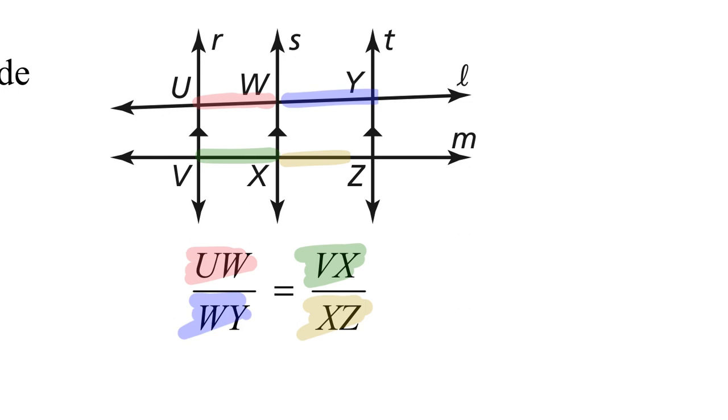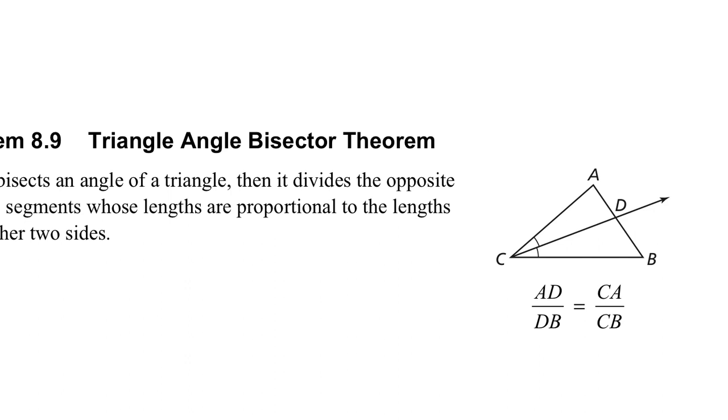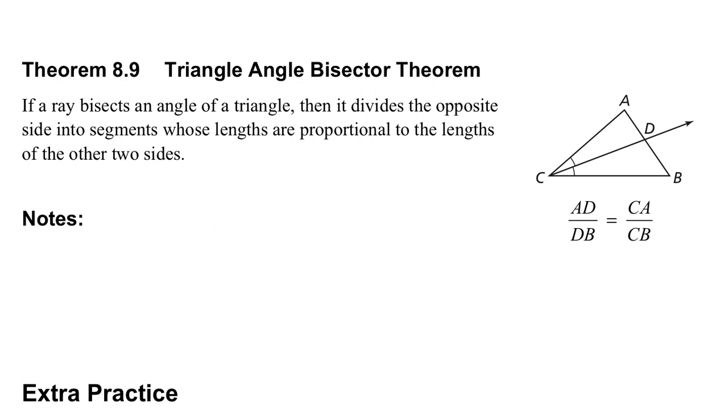And then our last theorem is called the triangle angle bisector theorem. That's this whole one here. The triangle angle bisector theorem states if a ray bisects an angle of a triangle, so notice we have two congruent little itty bitty parts here of this angle. So this ray, CD, is bisecting angle C. Then it divides the opposite sides into segments whose lengths are proportional to the lengths of the other two sides.